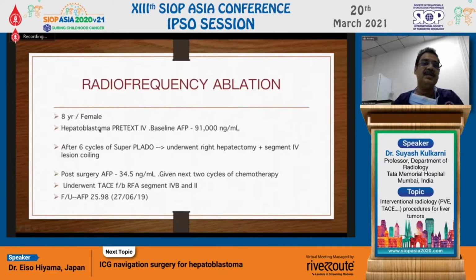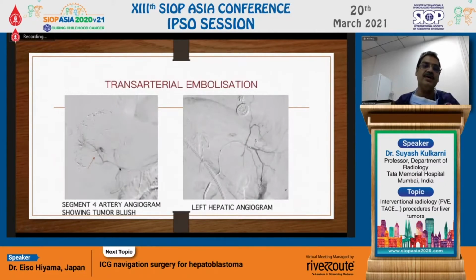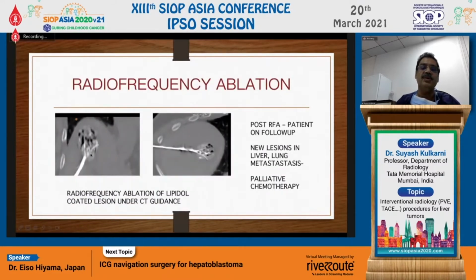This is an example of a patient with hepatoblastoma who had undergone chemotherapy followed by hepatectomy, but during surgery there were lesions detected intraoperatively. This was the primary lesion which was operated, and there were other lesions which were detected intraoperatively. Those were targeted with chemoembolization followed by radiofrequency ablation. We do chemoembolization in such cases just to locate the tumor, which makes it technically easier for us to target it under CT scan for radiofrequency ablation.